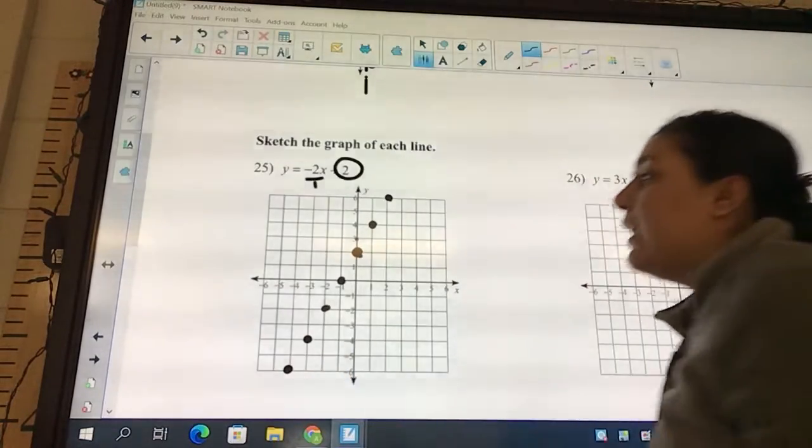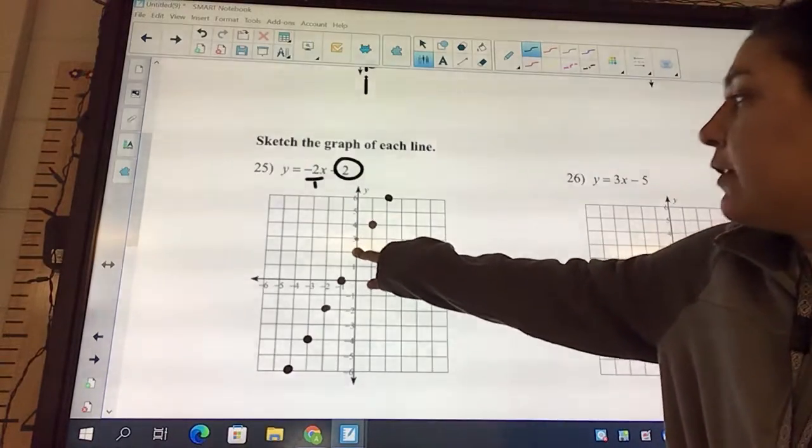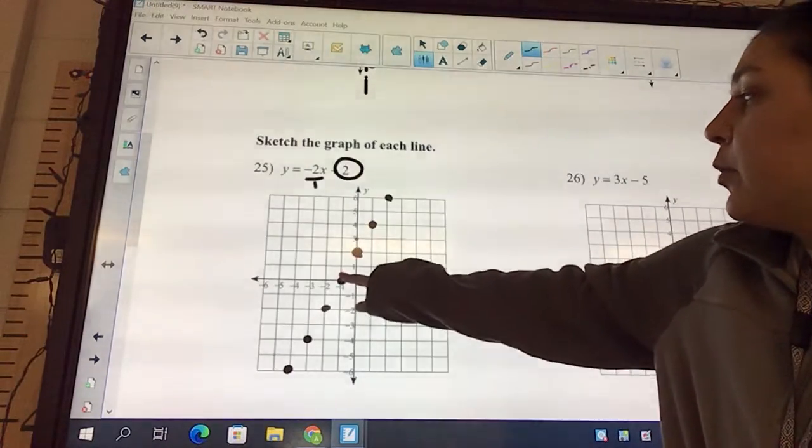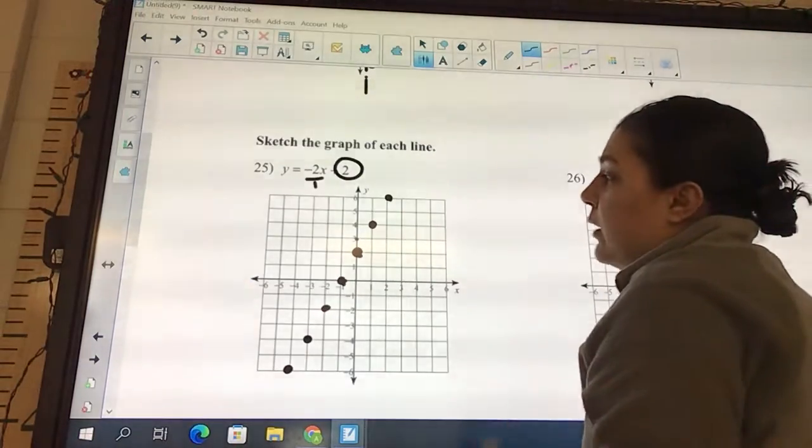Okay, now, I don't necessarily need you to make all of those. I need you to make at least 2 points, the y-intercept and the next closest point. So either this one or this one, okay? And then you're gonna draw your line.